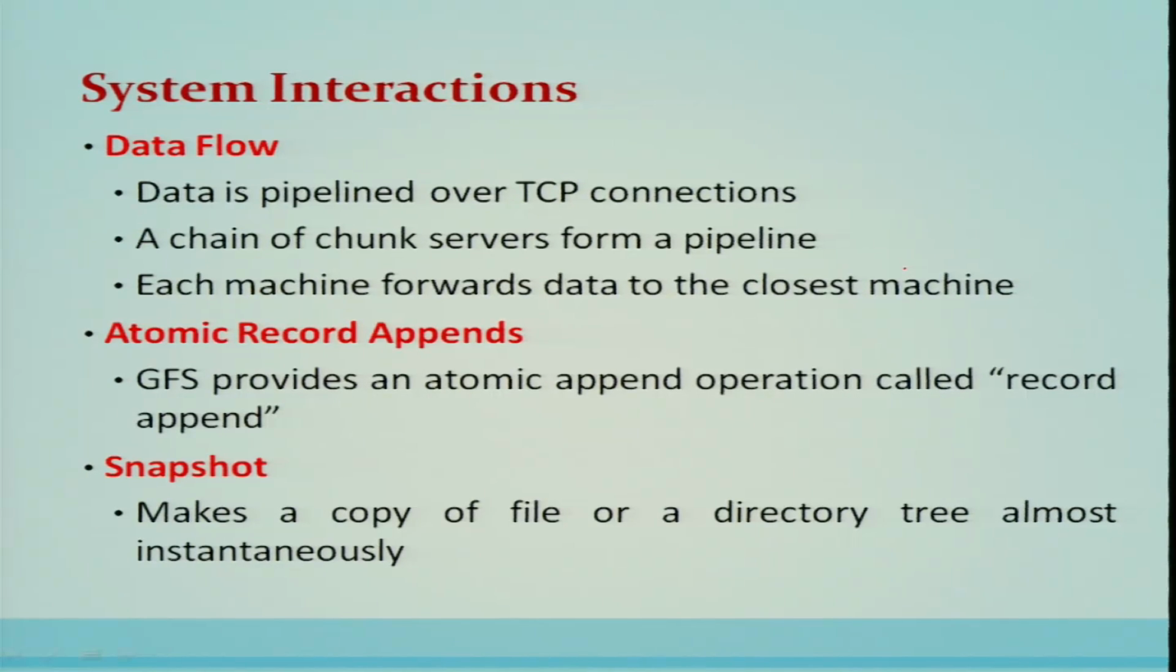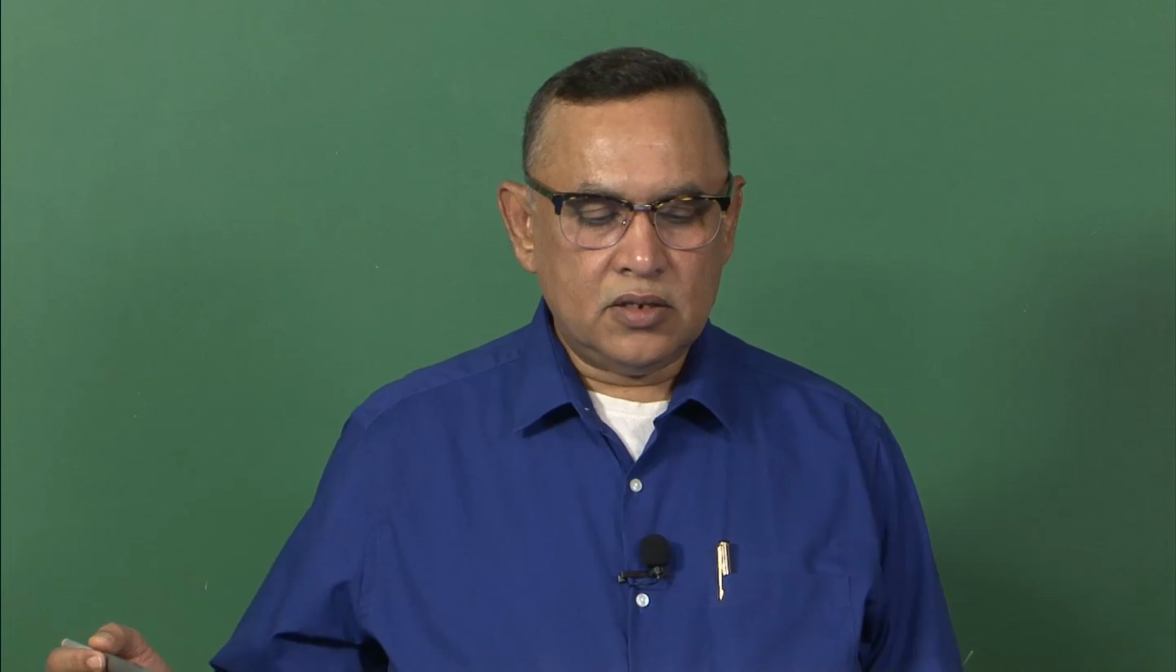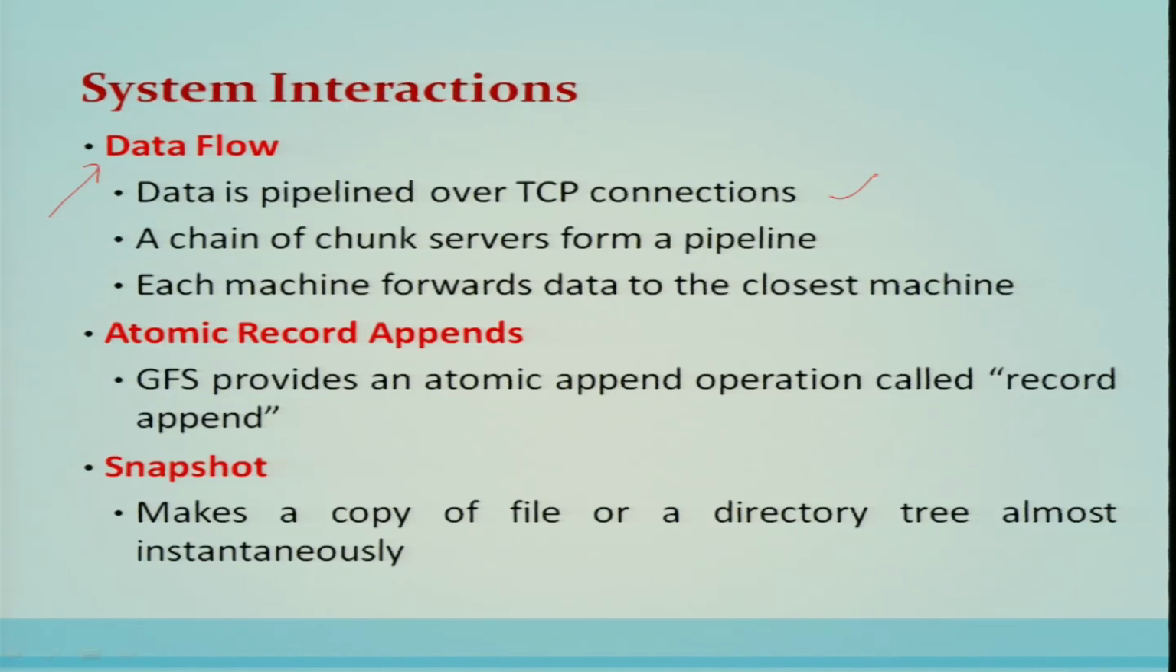System interactions has two parts. One is called data flow, that means data will be pushed through the network in a linear fashion among all the three servers, that is primary and two secondaries. So, the data is pipelined, that is called pipelining, and data is pipelined over TCP connections. A chain of chunk servers form a pipeline. So, each machine forwards the data to the closest machine, that is called data flow.